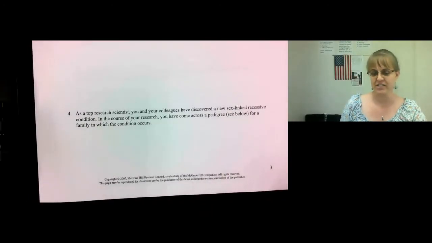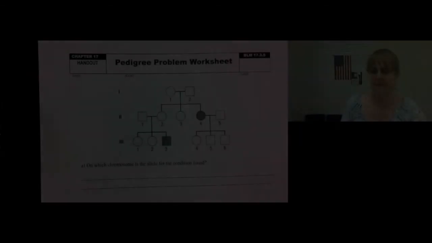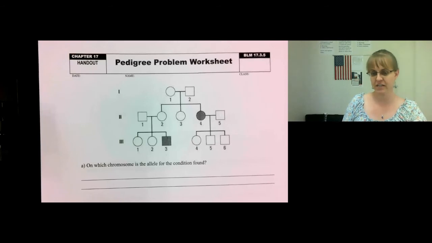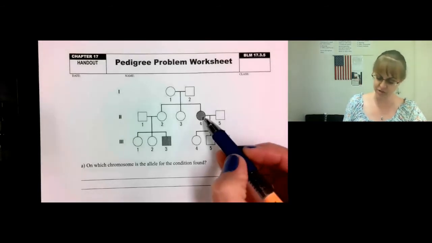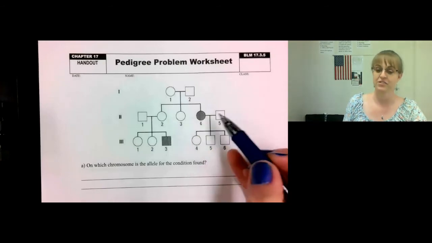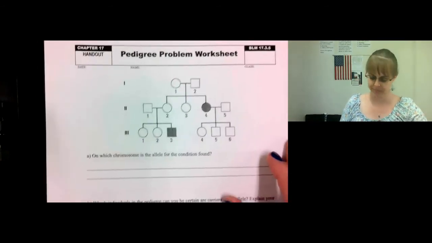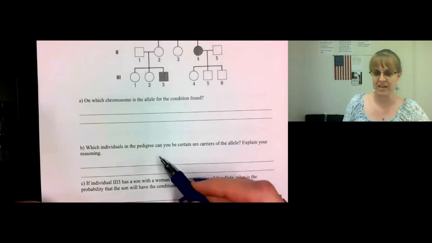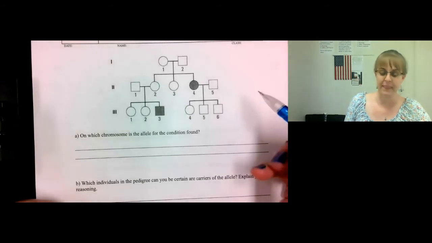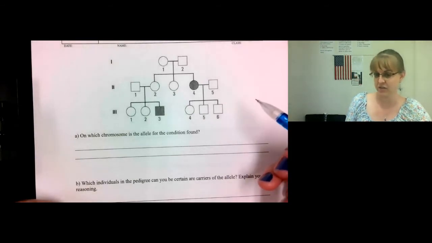As a top research scientist, you and your colleagues have discovered a new sex-linked recessive condition. In the course of your research, you have come across a pedigree for a family in which the condition occurs. So this is a sex-linked condition. That means it's either on the X or the Y chromosome. It can't be the Y chromosome because here's a female who has the condition. So it must be on the X chromosome. Which individuals in the pedigree can you be certain are carriers of the allele? By the way, it's a recessive condition.